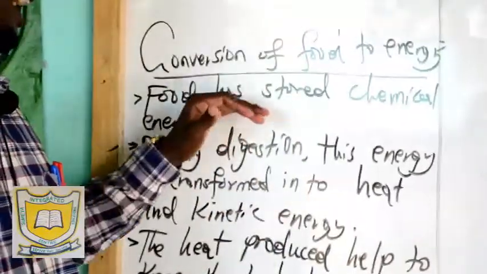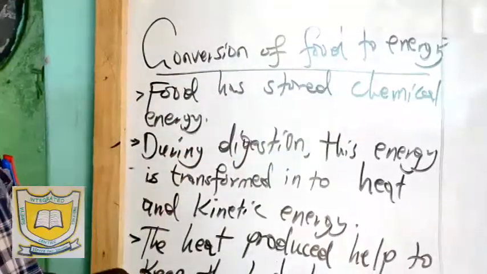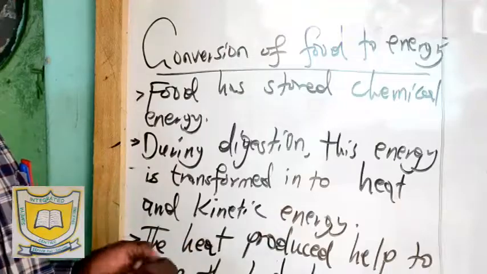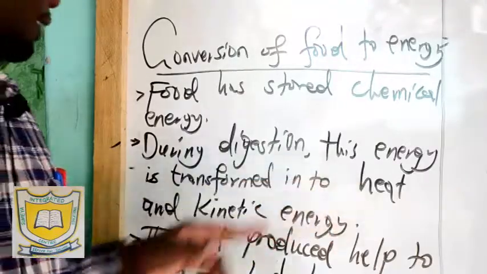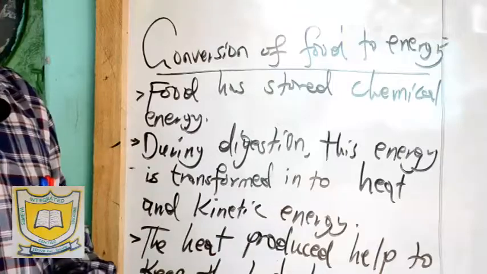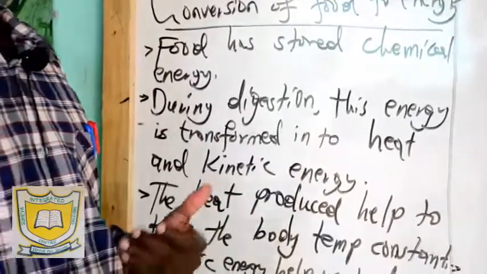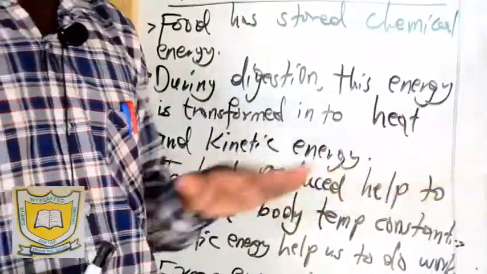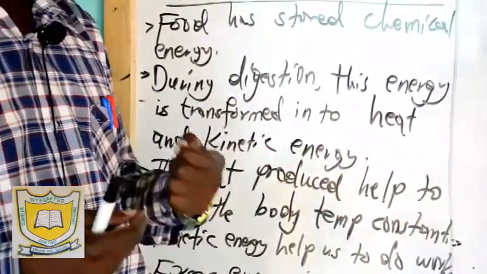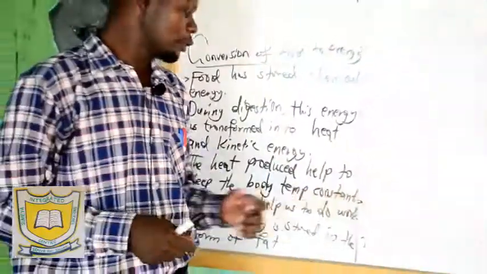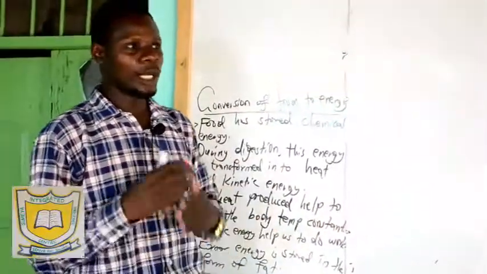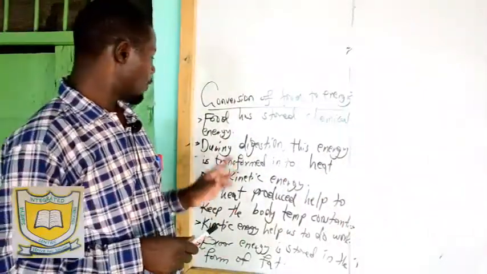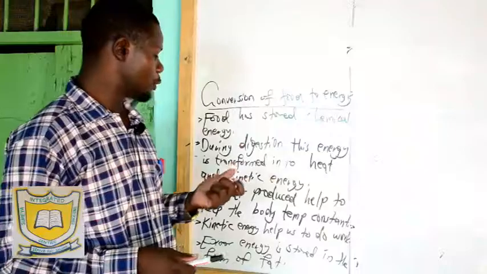Food has stored chemical energy, and during digestion in the small intestine, this energy is transformed into heat and also kinetic energy. If you have not eaten, you cannot move. You will stay there because of hunger. But immediately you eat food, you gain energy and can move from here to another place. That movement is because of the chemical energy from the food you have consumed.